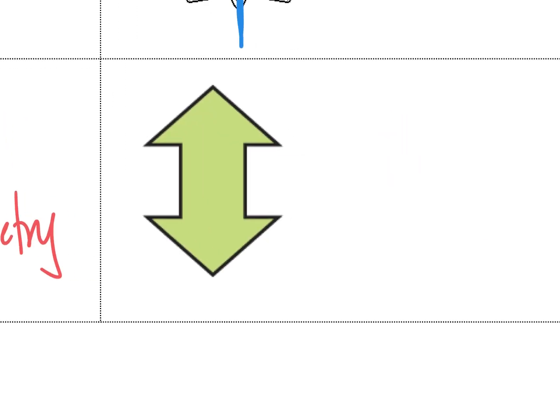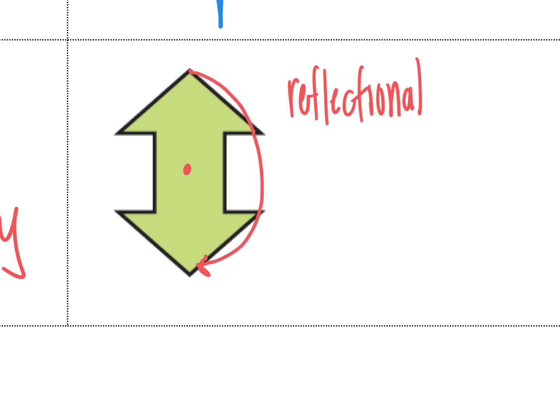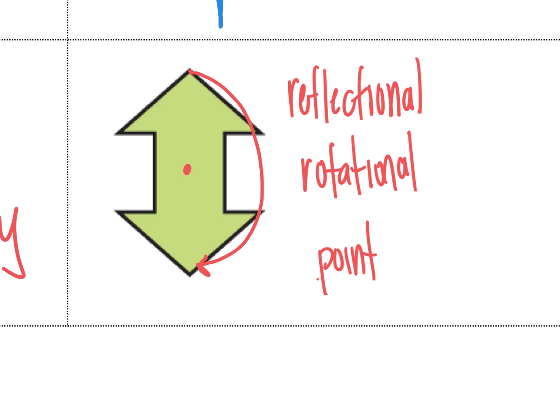Last but not least, our arrow here. See if it has any reflectional, rotational, or point symmetry. Multiple lines of reflection. As long as it has at least one, it has reflectional symmetry. If you took this image and rotated it 180 degrees, it would land on top of itself. So it has rotational symmetry. And because it's rotated specifically 180 degrees, it also has point symmetry. So all three there.